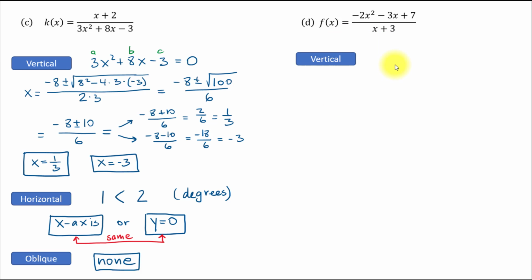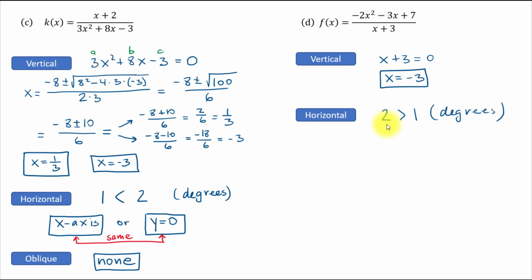To identify vertical asymptotes, we check what values of x make the denominator equal 0. And we can see that here it's going to be -3. To find this algebraically, I solve the equation x plus 3 equals 0. Next, to identify the horizontal asymptote, we're going to check the degrees of the numerator and the denominator. It's 2 and 1. So the degree on the top is greater than the degree on the bottom. And that's the case when the graph doesn't have a horizontal asymptote.